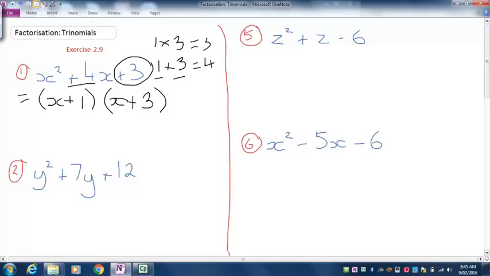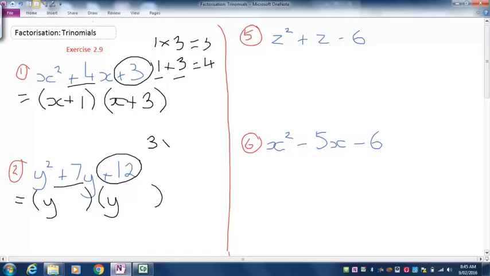Doing a similar thing with number 2. The first term in each of these brackets is going to be y. Now I'm looking at the 12 on the end of this number. So I need two numbers that multiply to give me positive 12 and add to give me positive 7.